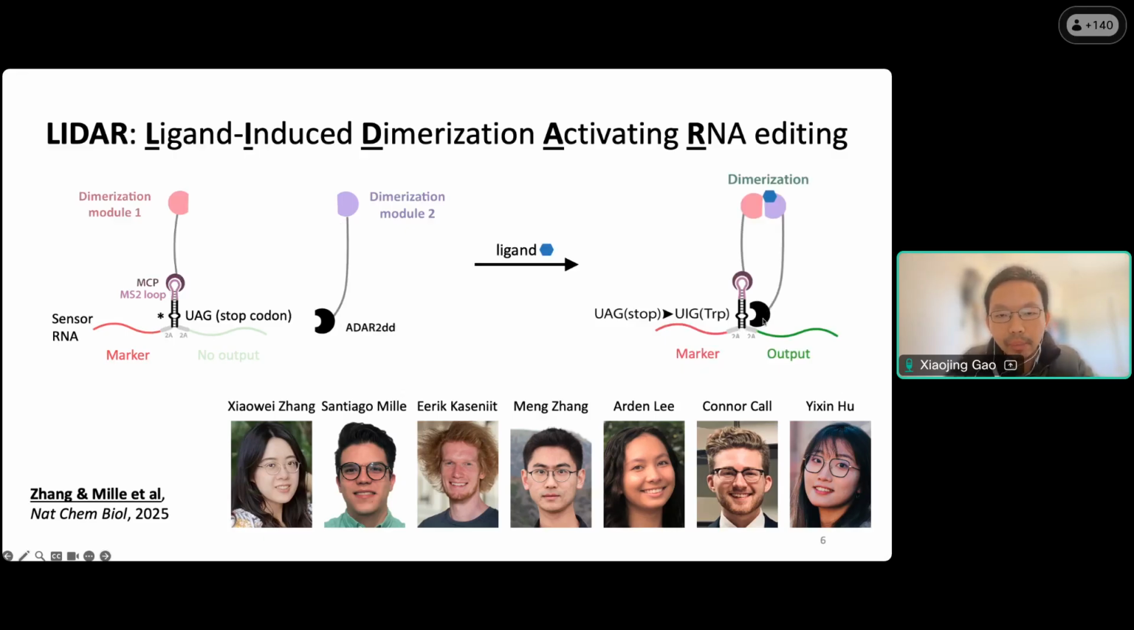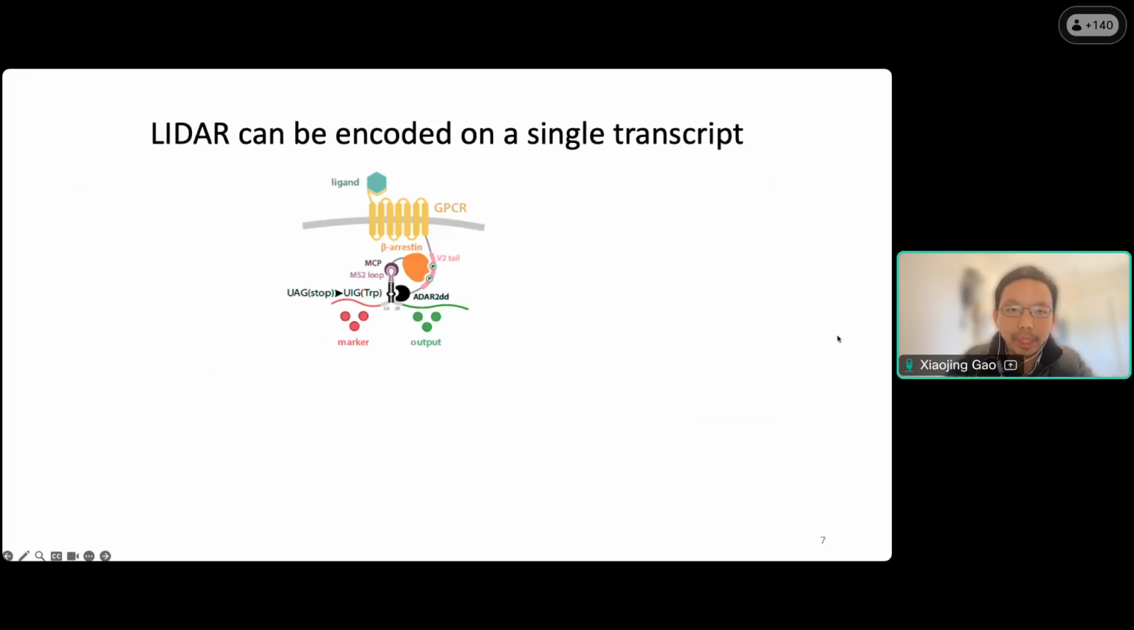And then what this enzyme does specifically is, within a double-strand RNA region, it will rewrite I into A. And for cells, A is treated as G. So now the stop codon becomes a tryptophan codon, and the translation can go through and make the output, right? Skipping over a bunch of optimization, we did show that it works with actually all kinds of different dimerizations.